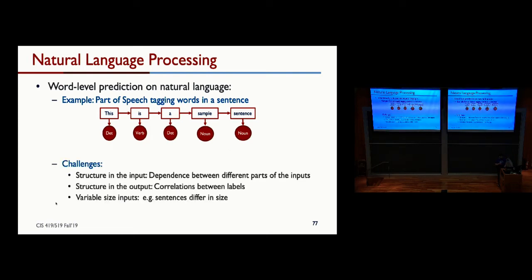Then one of the other issues is there is also some dependence or correlations between the outputs. So you would usually see nouns after determiners in a sentence. Having that knowledge, or a model trying to understand that knowledge and using it, would also help. So these are the kind of inductive biases we're looking to bake into the model.